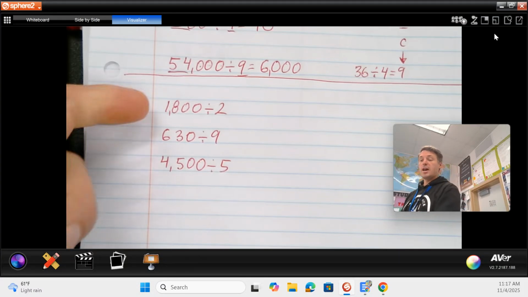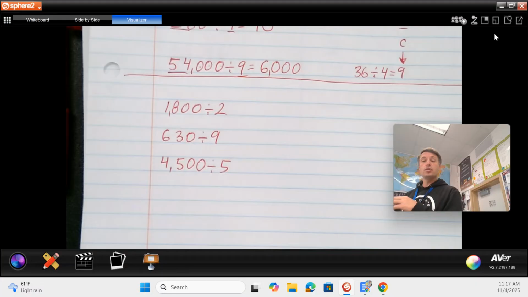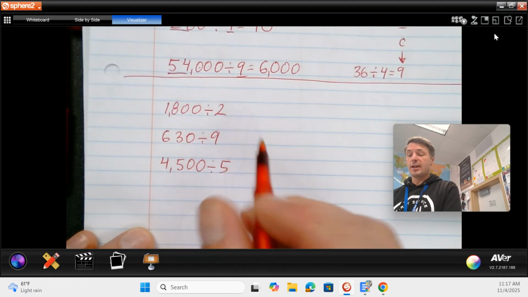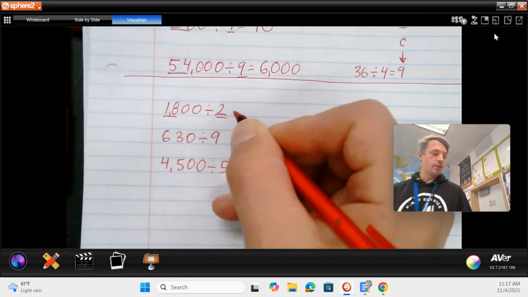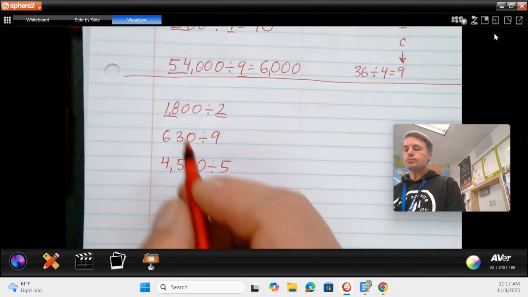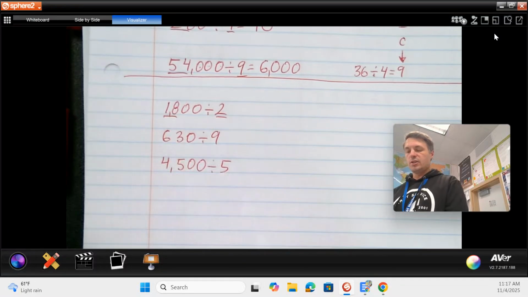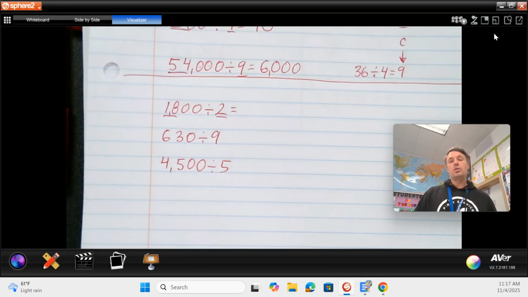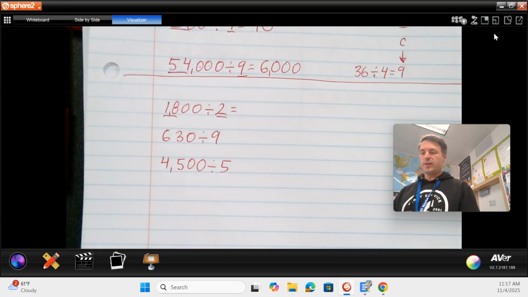Okay, hopefully you have all three of these solved the best that you can do independently, and you pressed play on this video after you were finished. Let's see if you did it correctly. Here we have 1,800 divided by 2. Remember, step 1 is underline the non-zero parts. So we underline the 18 and the 2, and we just do that. What's 18 divided by 2? Well, since 2 times 9 equals 18, 18 divided by 2 is 9.